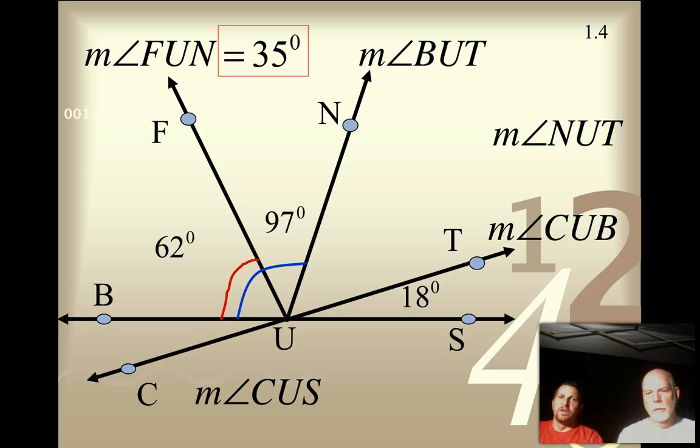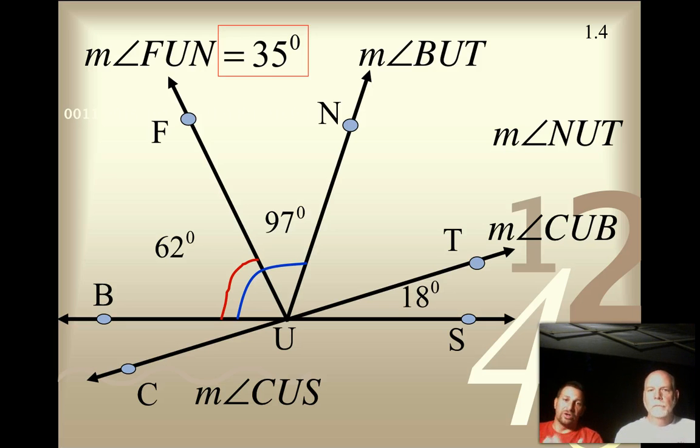Now, if we look at angle BUT here, if we look at the measurement for angle BUT here, you could do this a couple different ways. To me, when I look at this, I see that angle BUS is a straight angle, so I know that that is 180 degrees. And then angle TUS is 18, and then angle BUT is the rest of that. So if I just go 180 minus 18, that leaves me with 162 degrees.